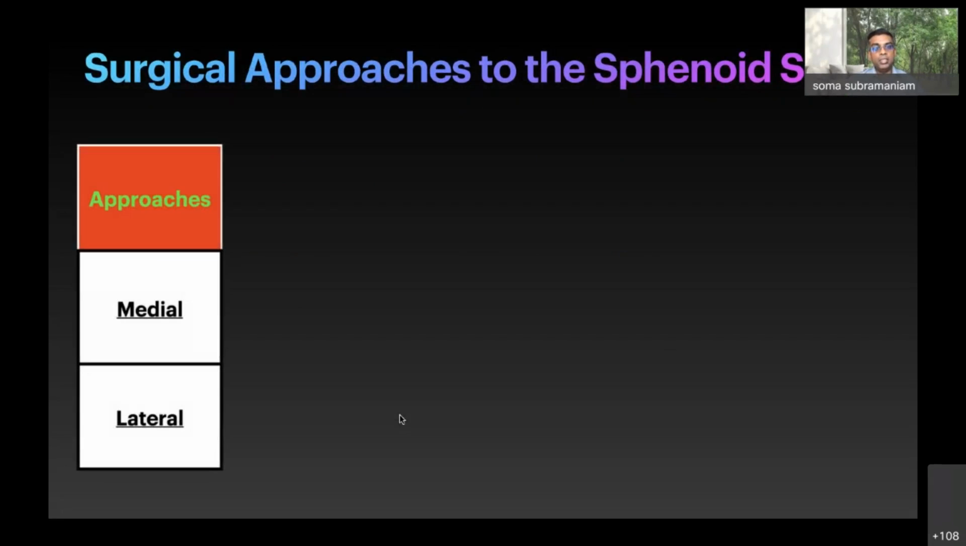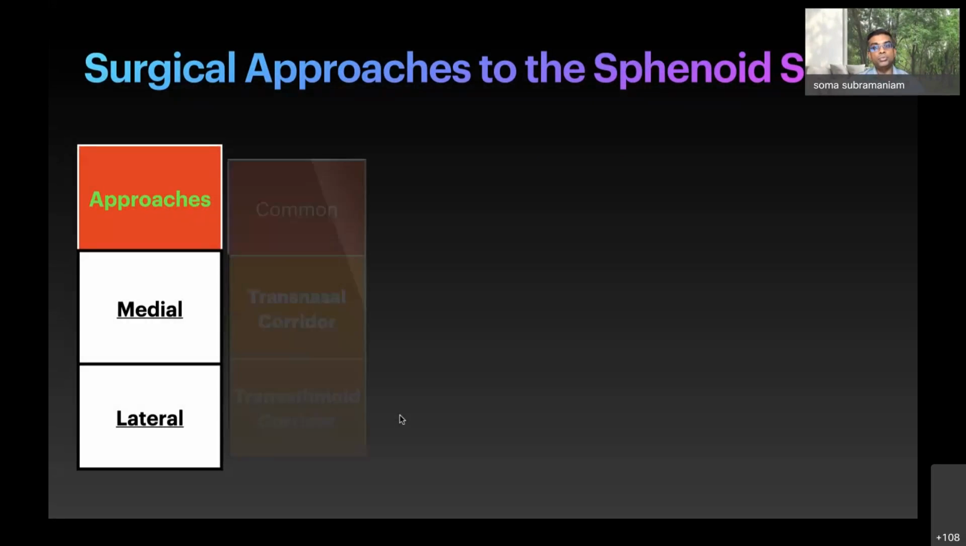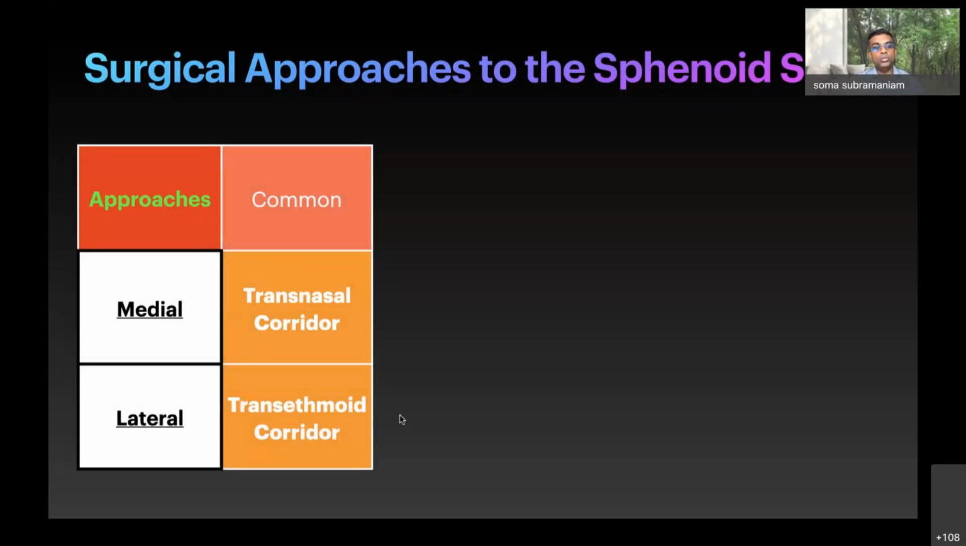I have now come to think about approaches in the medial and lateral ways. There are actually four real surgical approaches to the sphenoid sinus. So we look at the common medial approach. That will be the transnasal corridor, where you go straight into the sphenoid sinus without actually having to open any cells. And the common lateral approach would be the transethmoid corridor.